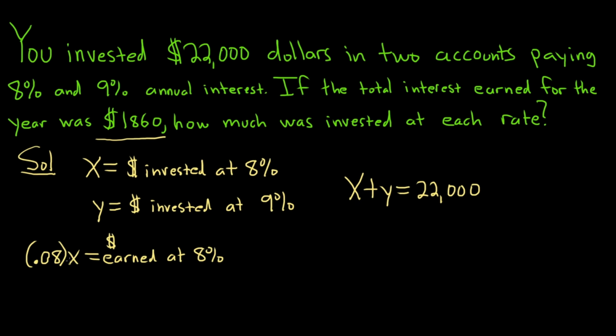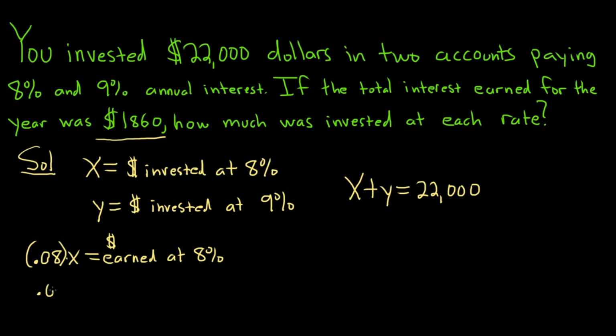If you invest $100, if x is 100, you would get 8% of 100, so you would get $8. If you invest $1,000, you would get 8% of 1,000, so you would get $80, etc. So we invest x dollars, so we earn 8% of x. Of means multiply. That's why we're multiplying.